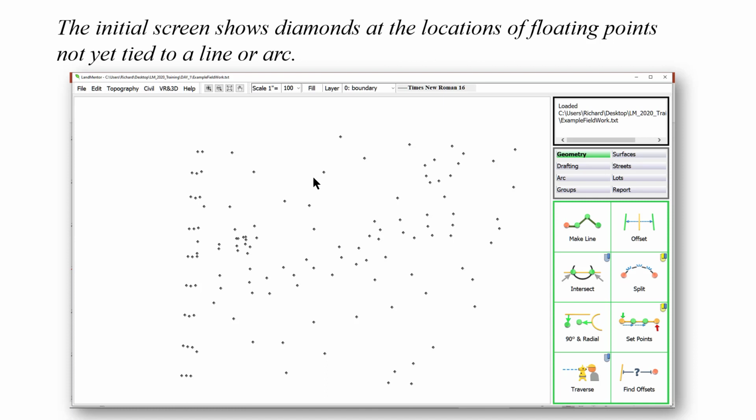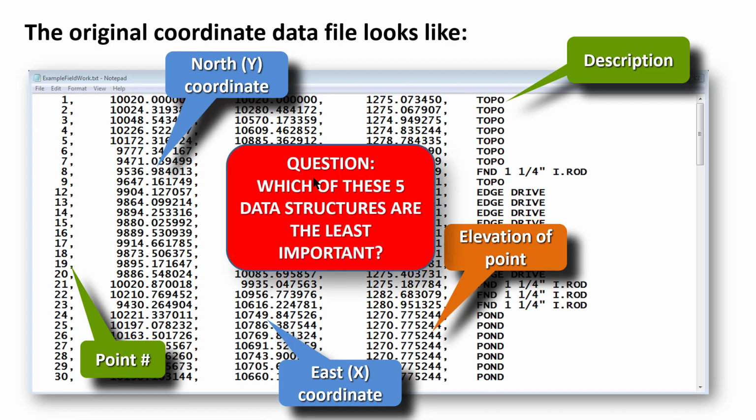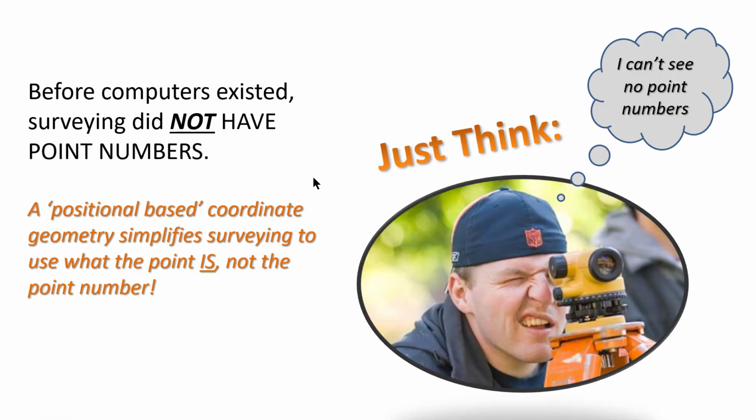And typically a survey is going to have 400, 500, 600 points, even more. So the original data looks like this. There's a point number that comes out of the data collector, northern coordinate, eastern coordinate, elevation, and a description. So of these, what is the least important? Look at this. What is the least important information? Take a look. The point number. The point number is just a place in memory. What's most important is what that point represents. So the surveyor said it's a topo shot, an edge of drive, or something like that.